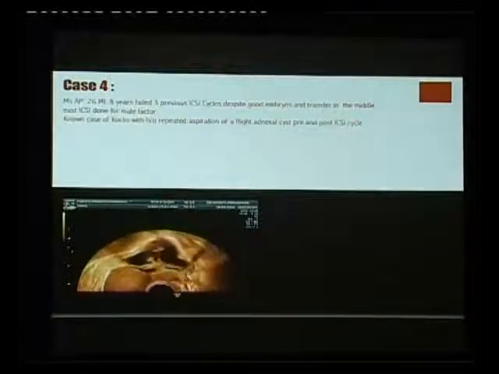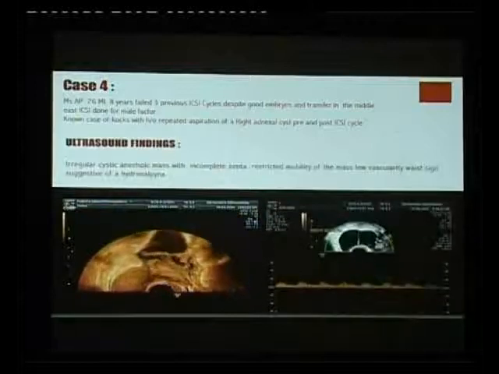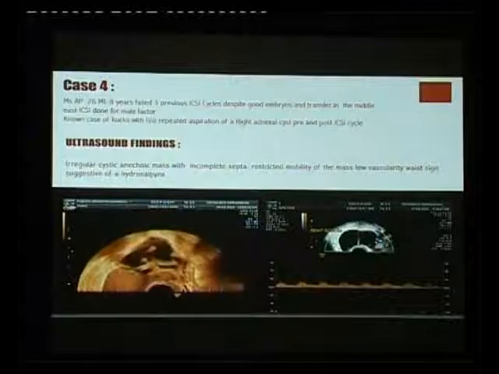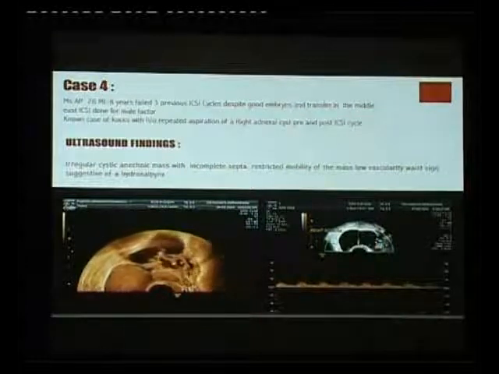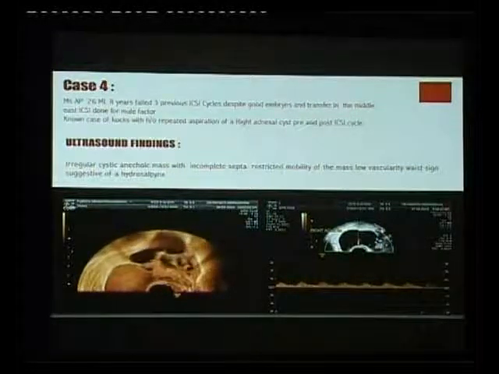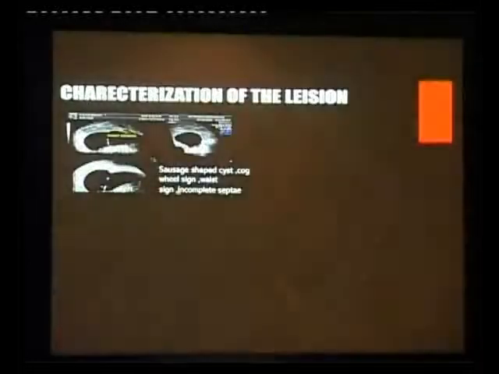This was a patient who was 26 years old, failed 3 ICSI cycles in another center, and had repeated aspiration. She came in a known case of PCOS, and was treated in the past with repeated aspiration of the cyst. We went ahead, and it was an irregular cystic anechoic mass with incomplete septa, restricted mobility, and low vascularity, suggestive that we were dealing with a hydrosalpinx.